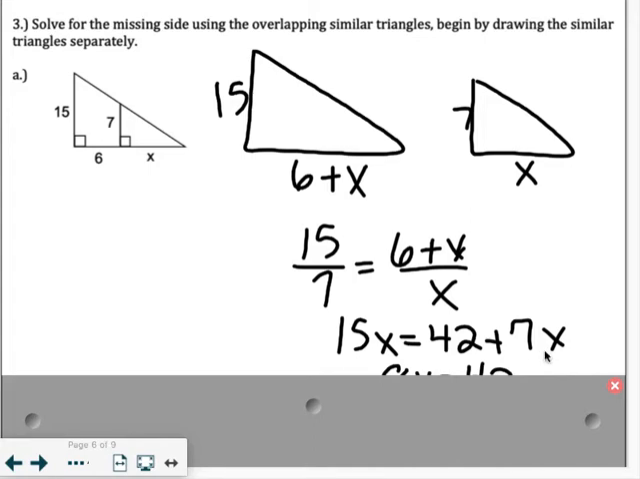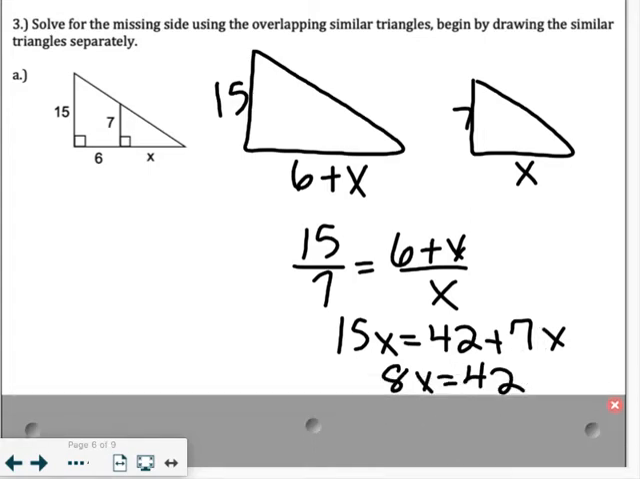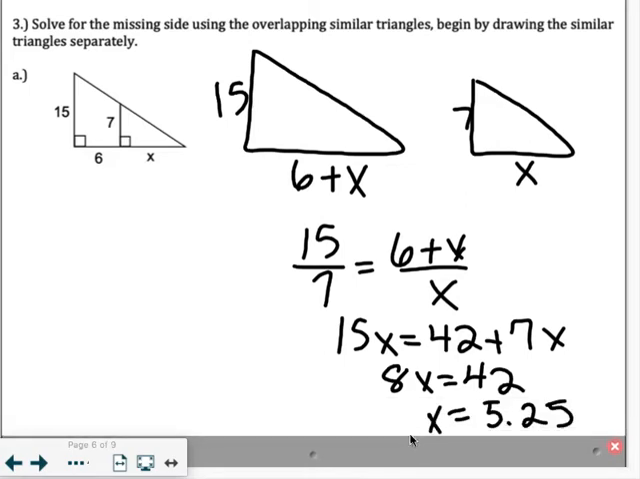So now I have x's on both sides. I would subtract 7x from both sides, and then divide both sides by 8. My answer is going to be 5.25. This is what we're going to do a lot of practice on today, a problem that looks like this. Okay.